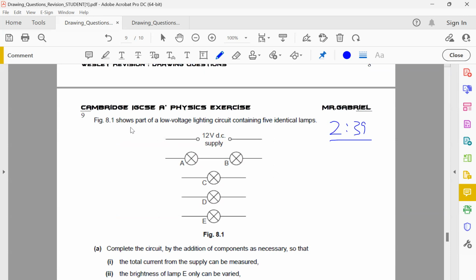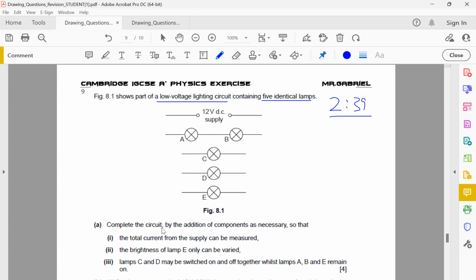Since figure 8.1 shows a part of the low voltage lighting circuit containing 5 identical lamps, complete the circuit by addition of components as necessary so that the total current from the supply can be measured. What do you use to measure that? Definitely an ammeter, right? So you just place an ammeter here first, right?